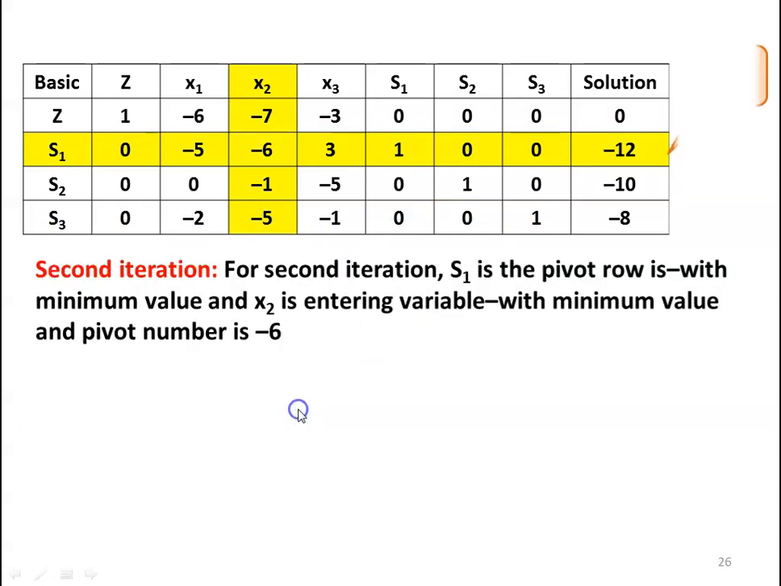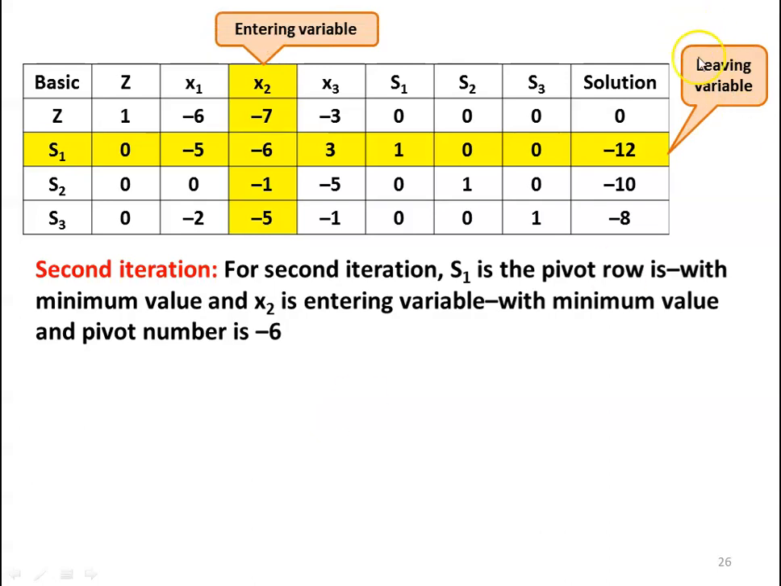Now, for the second iteration, first you have to identify the leaving variable with the most negative coefficient on the solution side. And the entering variable is the one with the least intercept. How to calculate the intercept? Z row divided by the leaving row, using absolute values. Ignore the negative sign. So, the lowest value is 7 by 6, which is 1 point something. So, this is the entering variable. For the second iteration, S1 is the pivot row with the minimum value and X2 is the entering variable, and the pivot number is minus 6.